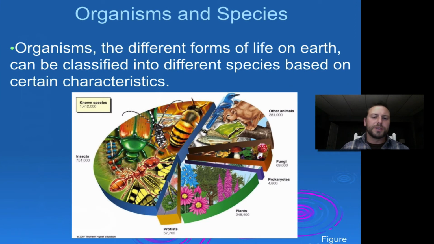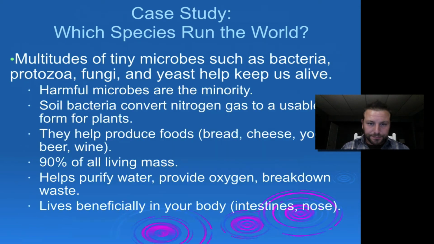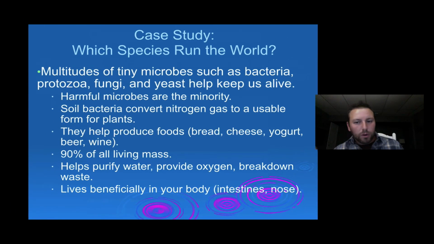So organism species, they speculate there could be anywhere from 4 million to 100 million different species on Earth. We have 1.4 million known species. And just looking at this pie chart, you can see the breakup of species that we've identified. So really, if we look at it, it's microbes. These microbes, bacteria, protozoa, really keep us alive. The things that they do is amazing.